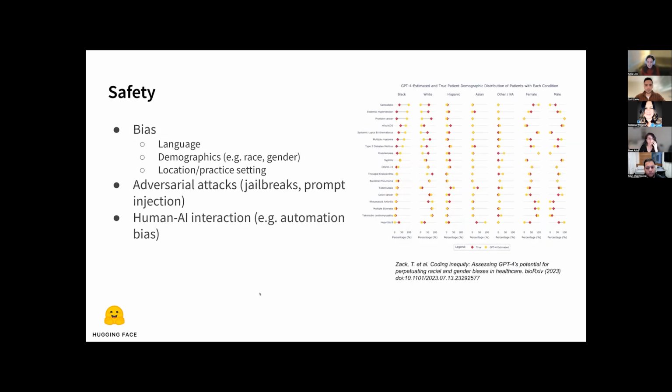In terms of safety, bias is a massive issue for large language models. This could be differences in performance across different languages, across different patient demographics, such as race and gender, as well as the location and practice setting. Adversarial attacks are still a massive issue for large language models, such as jailbreaks and prompt injection. And finally, we still need to be very mindful of human and AI interactions, such as automation bias.